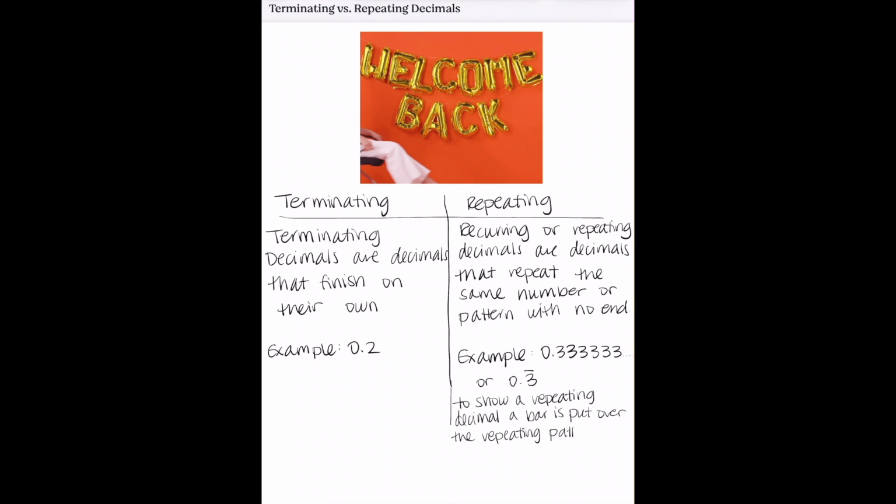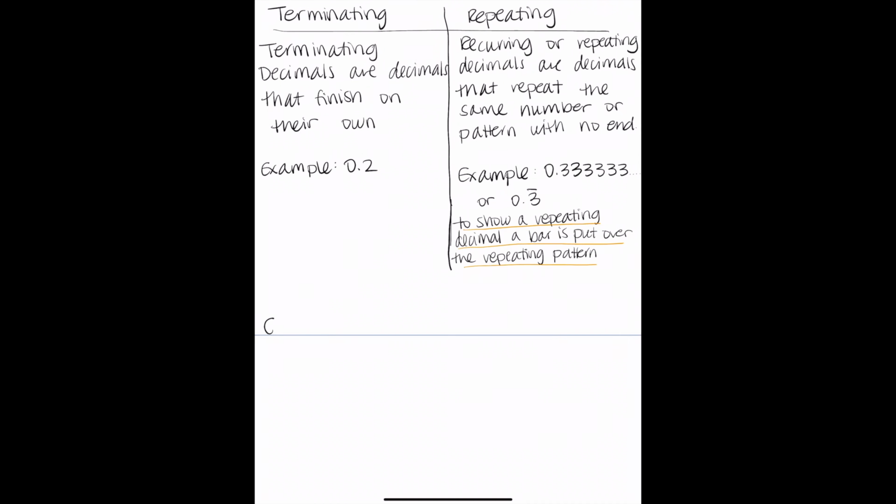All right, so now that we've shown what a visual example of a terminating and a repeating decimal are, let's go through some additional examples of how to convert a fraction to a decimal. And then after that point, we're going to see, is this decimal a terminating or repeating decimal? So we're going to convert and then classify it.